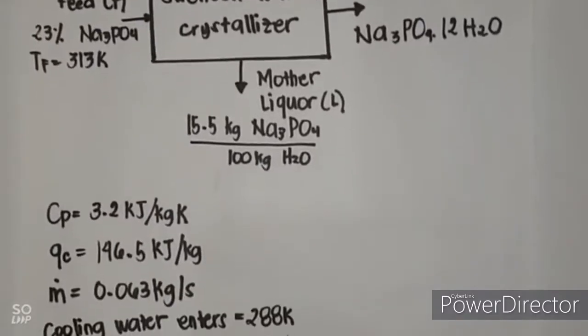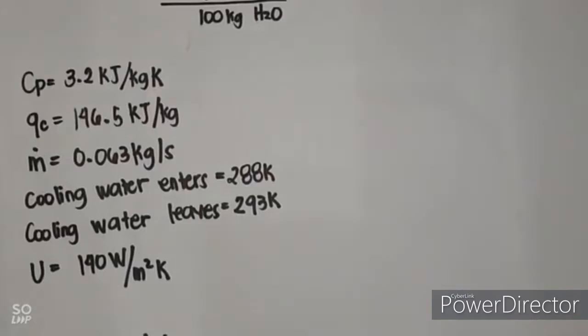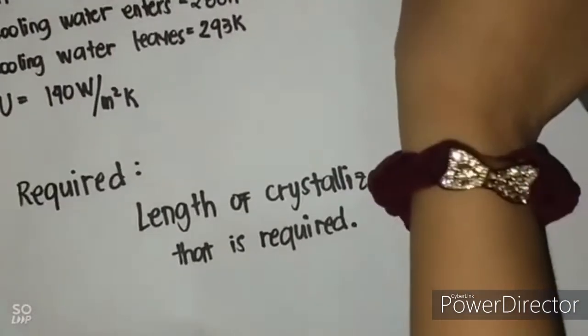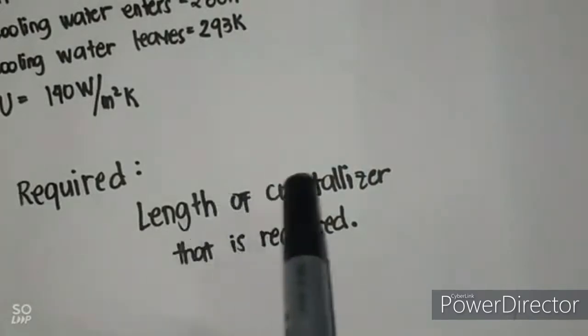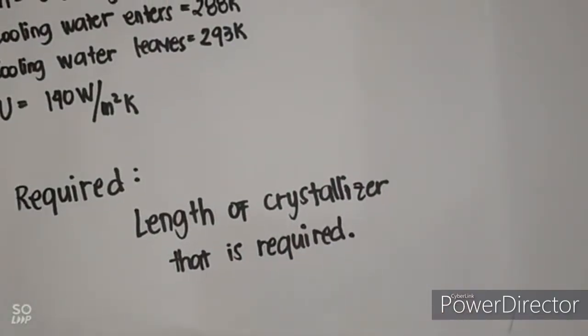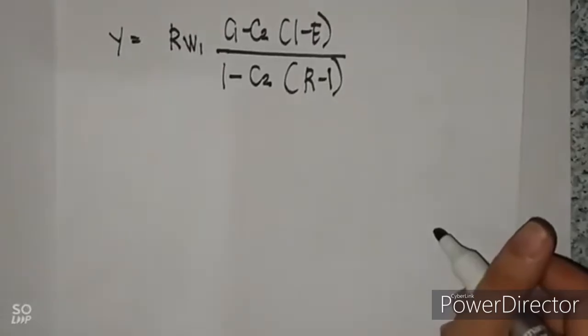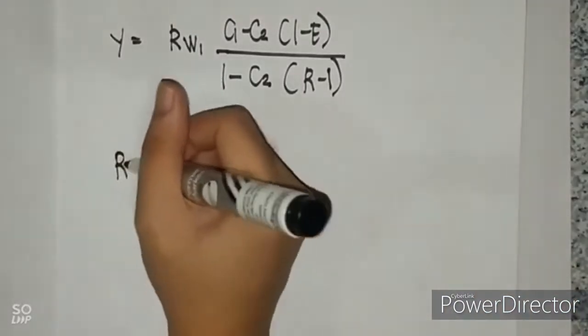So here are the data given in the problem. We have here the value of Cp, Qc, the temperature of cooling water that enters and the cooling water that leaves, and the value of U. We are to calculate here the length of crystallizer that is required. So now let us first solve the yield of crystals produced by the formula for the yield of crystals.